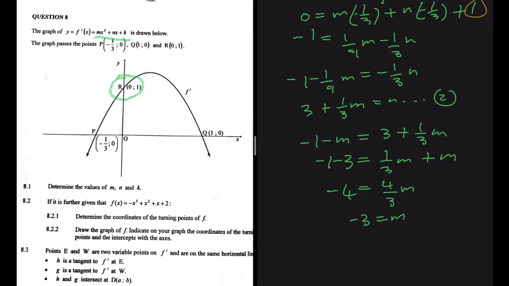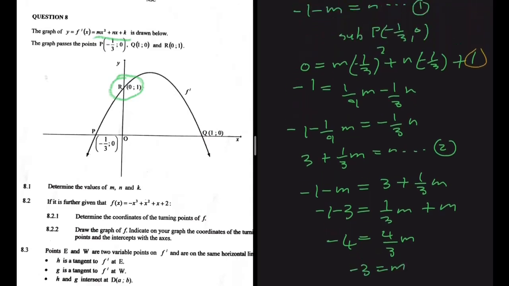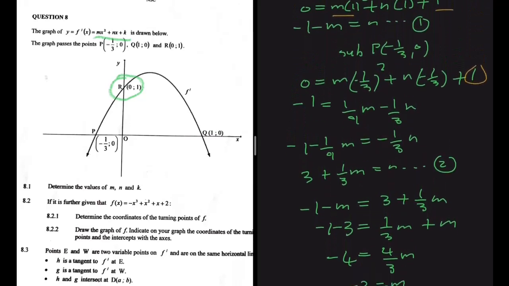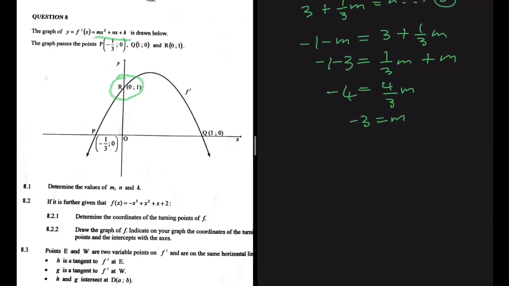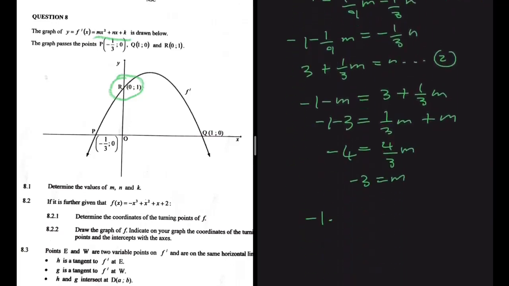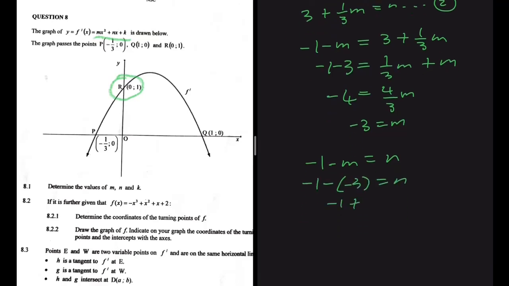So now we can substitute this value of m in either equation 1 or 2, right? Equation 1 is easier to digest, so let's substitute it there, right? So equation 1 was saying that minus 1 minus m is equals to n, right? So this will be minus 1 minus minus 3 being equals to n. So it's just minus 1 plus 3 is equals to n. So 2 is equals to n.